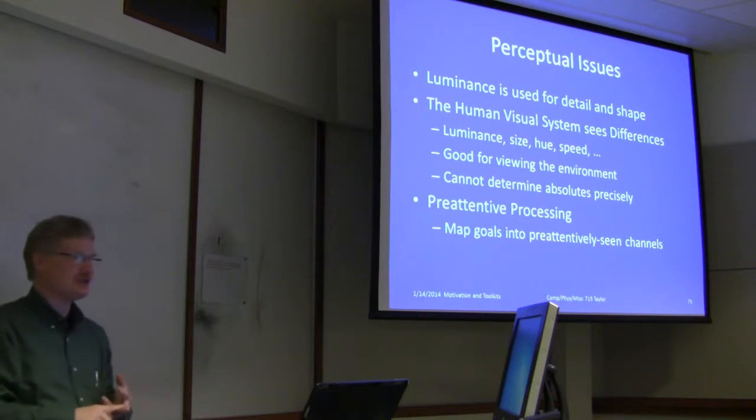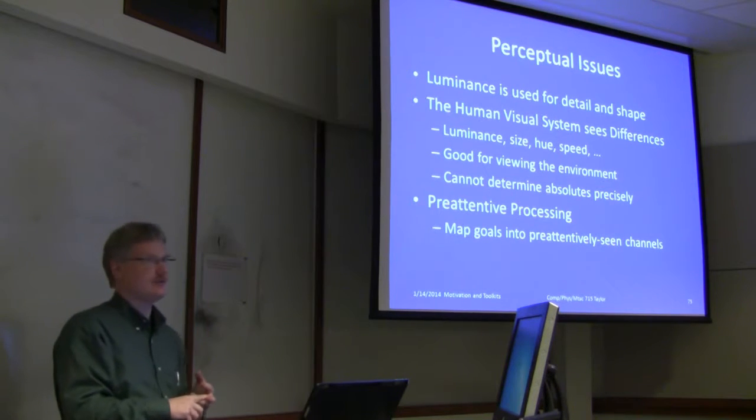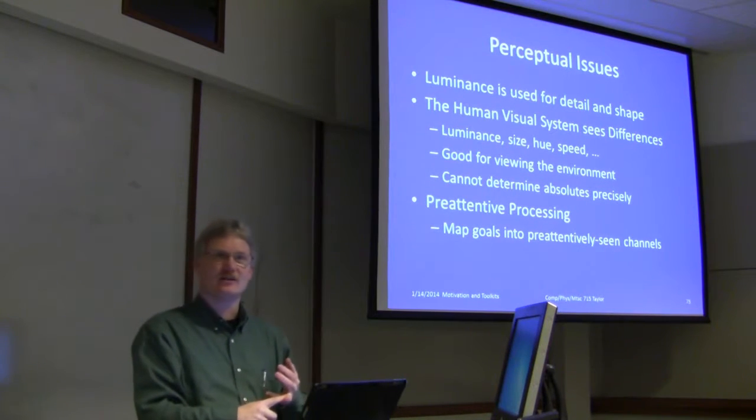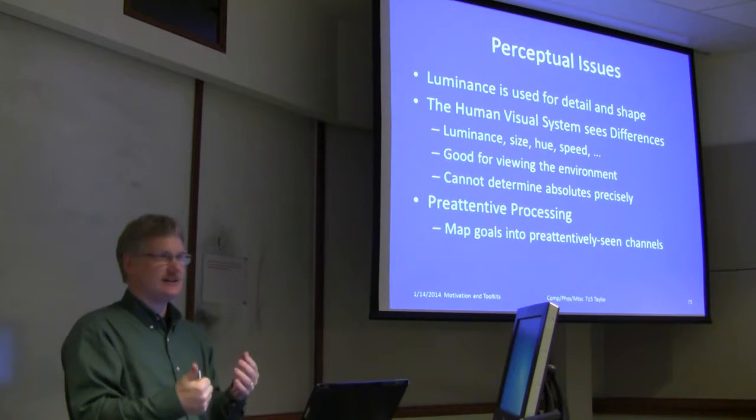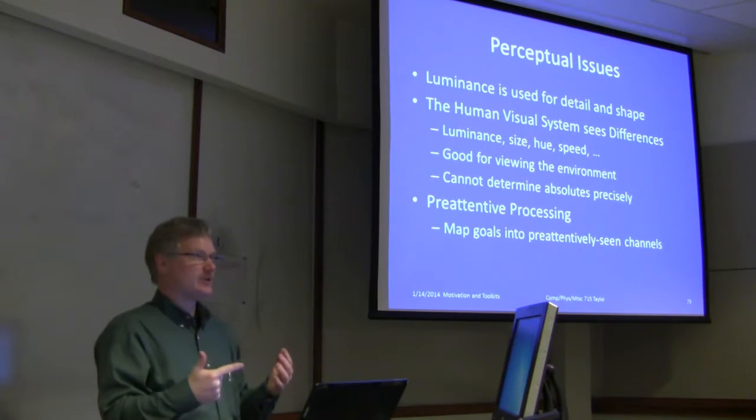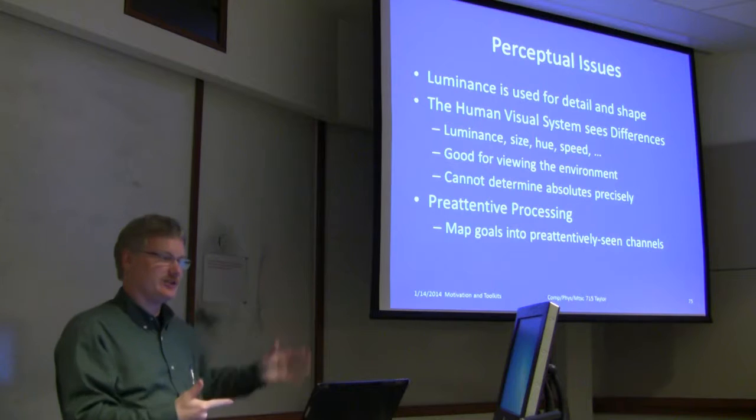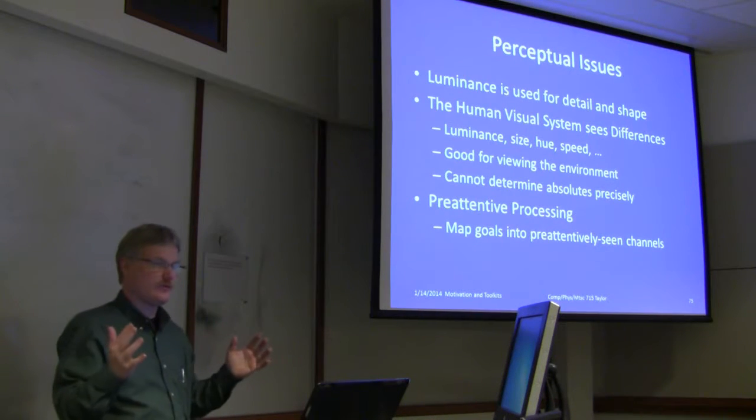The other thing is the human visual system sees differences. It doesn't see absolute brightness levels. It doesn't see absolute colors. It doesn't see absolute size. It doesn't see absolute orientation. It's going to make you crazy when I show you some of the displays up here that convince you of this. So basically, it's true for this.